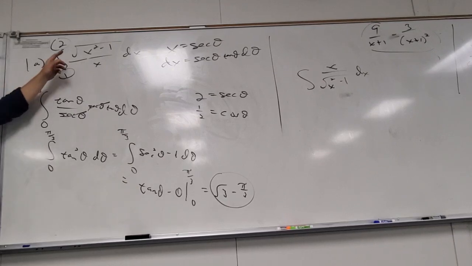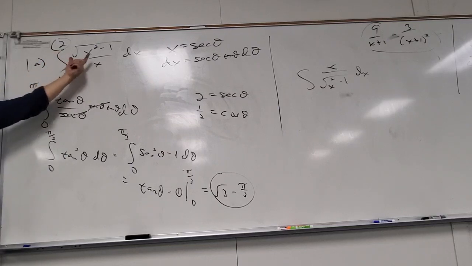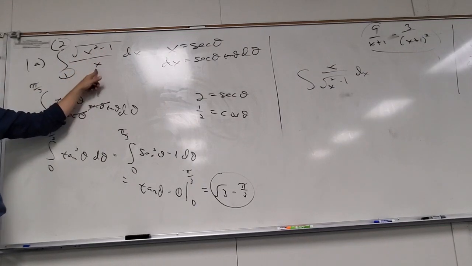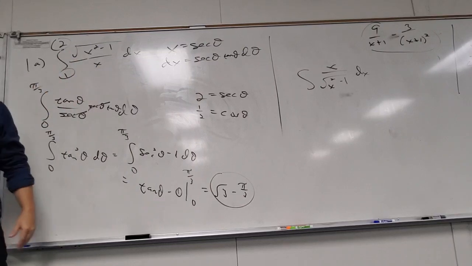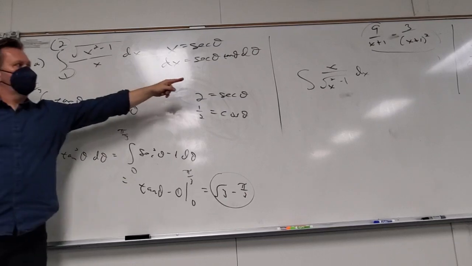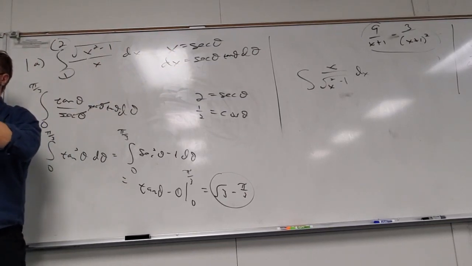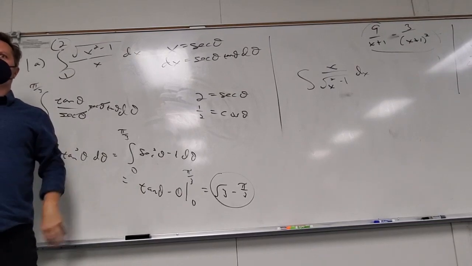Why would U sub not work here? Why does U sub not work here? If I let u equal x squared minus 1, isn't the derivative 2x? And then somebody would say, well, I have an x right here. What's wrong with the statement, I have an x right here? It's 1 over x. I don't have an x. Now, if it would have been that way, now I do have an x. Do you guys see that? It's a really common misinterpretation of what's needed for u sub to work.